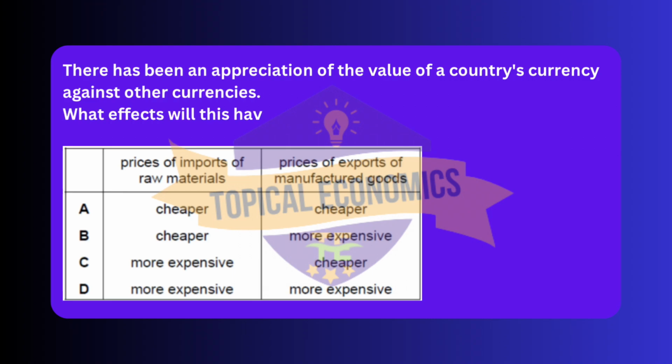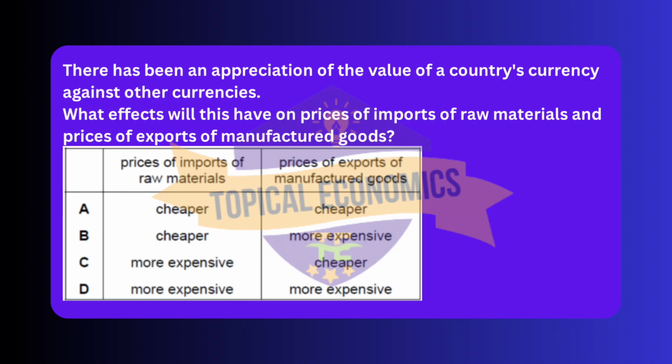Moving to the 9th question. There has been an appreciation of the value of a country's currency against other currencies. What effects will this have on prices of imports of raw materials and prices of exports of manufactured goods? Reference, 2020 May-June version 2. The correct answer for this question is option B.